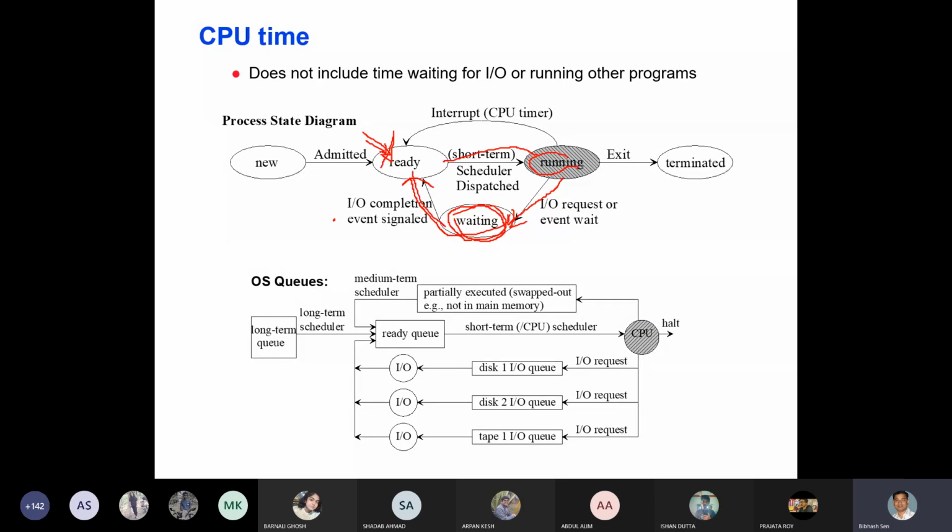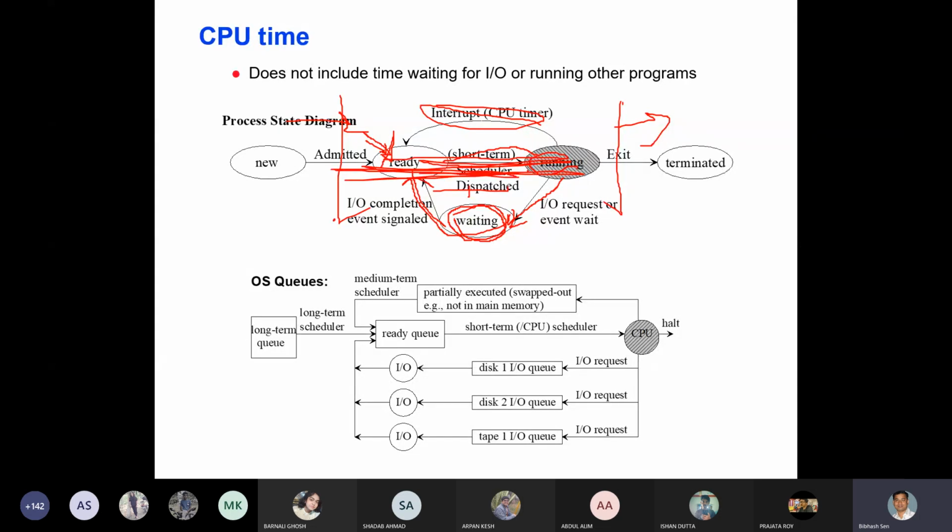Some interrupts may happen from the CPU side. So for all these things, CPU time is not considered. It will be considered response time. Response time is from submission to finishing. This is our response time. But inside all these things, the interrupt, waiting, short-term scheduling, are not considered in our CPU time. CPU time is only ready and running. In between ready and running, CPU time is computed.